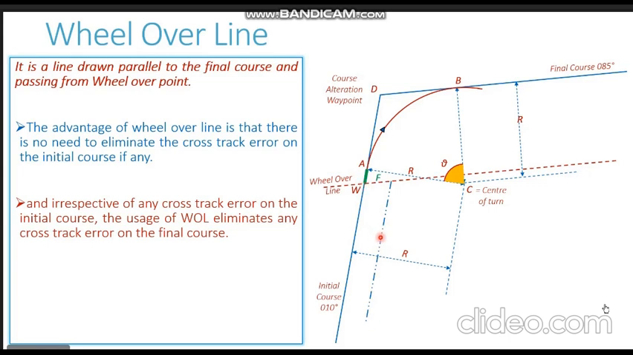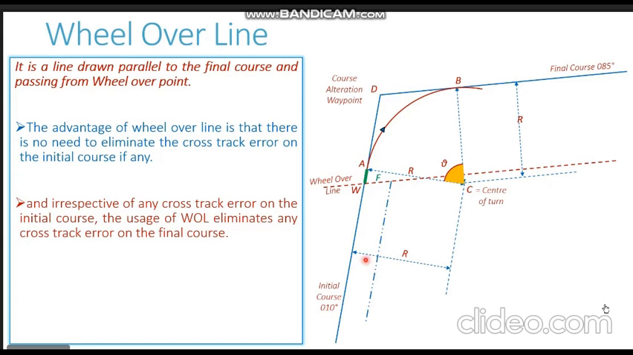So the vessel will initially give a port helm, reach at point W, then give a starboard helm and start the alteration. Now, if we have a wheel over line and the vessel is in open sea and this much cross track does not put the vessel into danger, it is still in safe waters. If the vessel is in restricted waters, this much cross track needs to be corrected. The vessel should have zero cross track error.